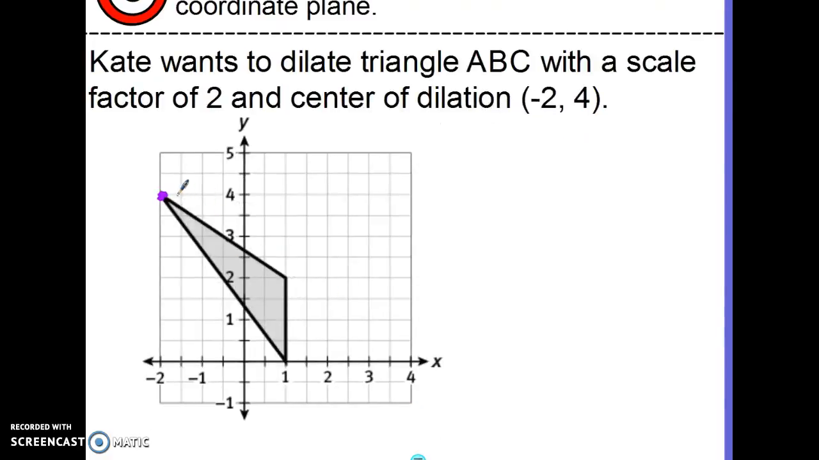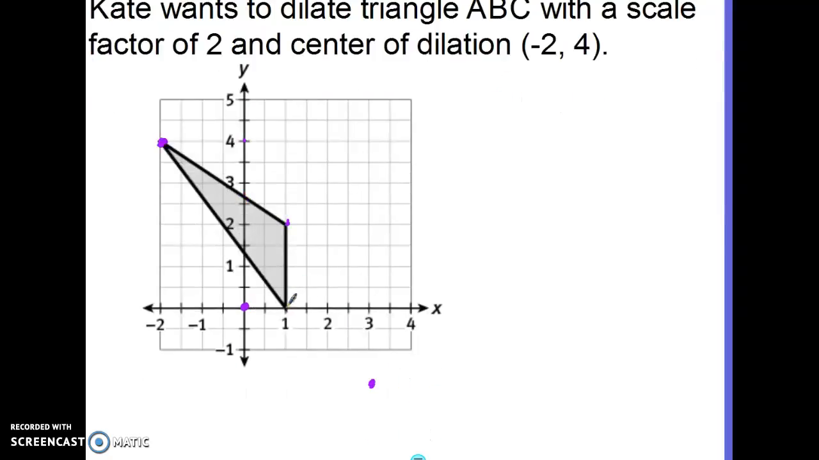So, I could move it on the graph, right? So at this point, over 2, down 4 would end up at 0, 0. I'm going to move this point next, so over 2 and then down 1, 2, 3, 4. So I'm off the graph a little bit, but that's okay. And then this point right here, if I go over 2 and then down 1, 2, 3, 4 would end up about right there, right?